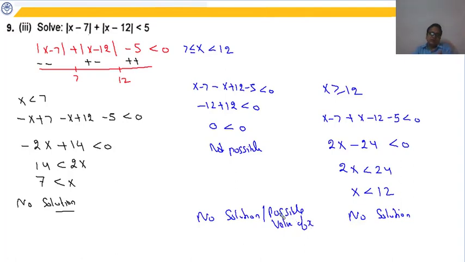So in all three cases we are not getting a solution. When we assume x less than 7, we get x greater than 7, so not satisfying. When we take x greater than or equal to 7 but less than 12, we get 0 is less than 0, which is not possible. When we take x greater than or equal to 12, we get x less than 12. So we are not getting any solution, and no value of x will satisfy this. Clear?